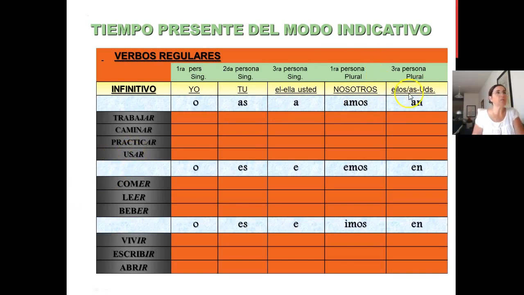And then the last one, when the subject is either ellos, a group of people, or a group of animals, or a group of things, all right, or you all. When that is the subject, then you're going to add an. So this is what you should have in that row. You should have yo uso, tú usas, él usa, nosotros usamos, ellos usan. All right? That you should have it there.